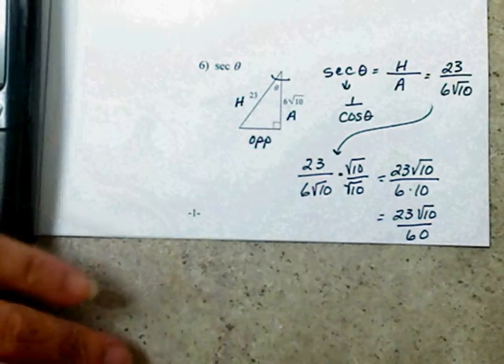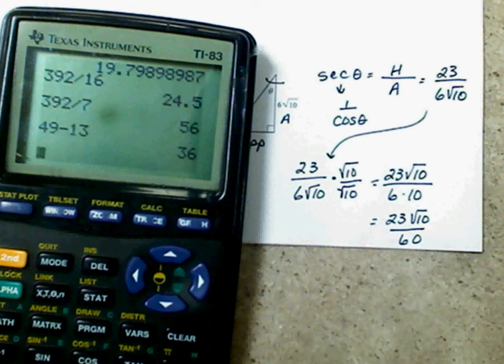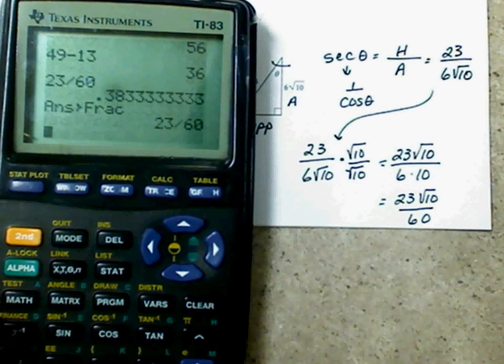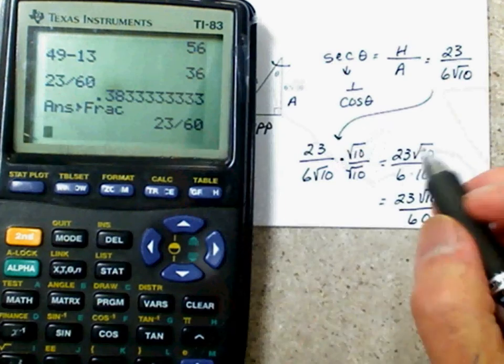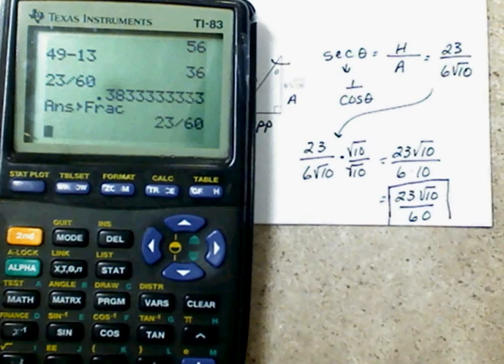Okay? Now, double check to make sure that that is simplified. 23 divided by 60. See how you get a decimal? Hit math, fraction to double check. Do you see how this is exactly the same? Since they are exactly the same, this is as simple as it's going to get. Always simplify. There's your final answer.